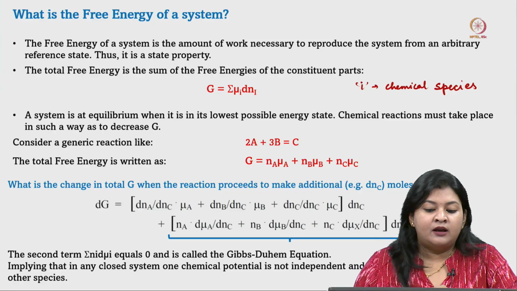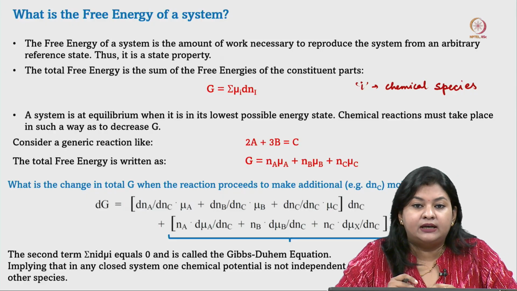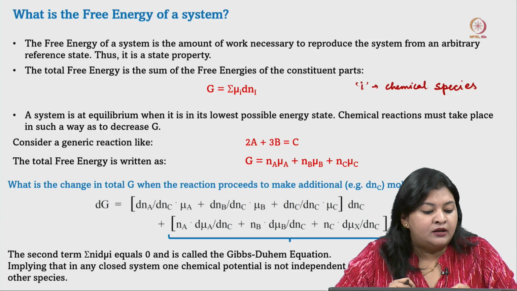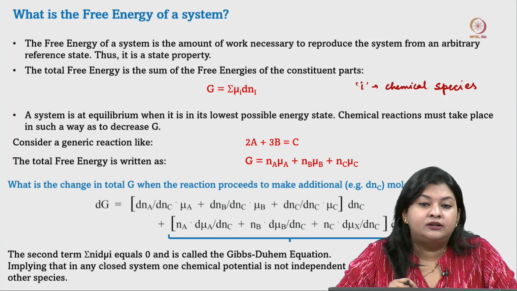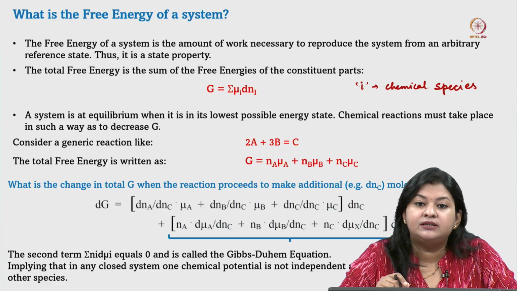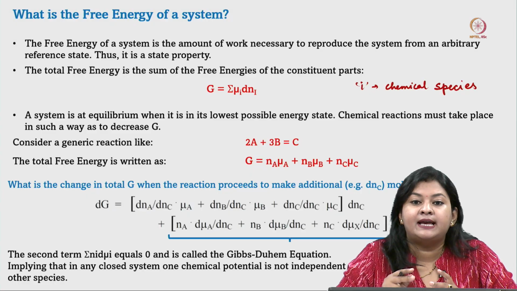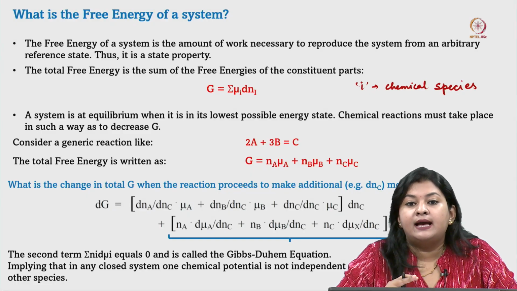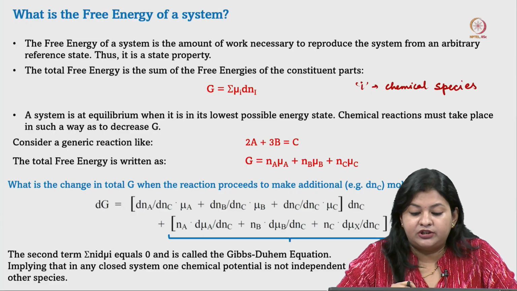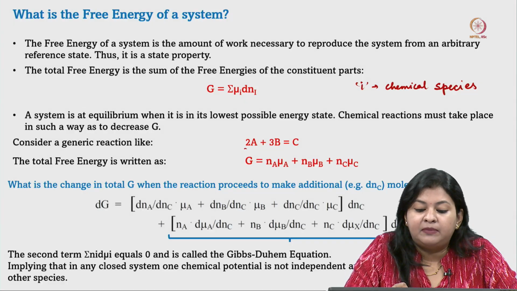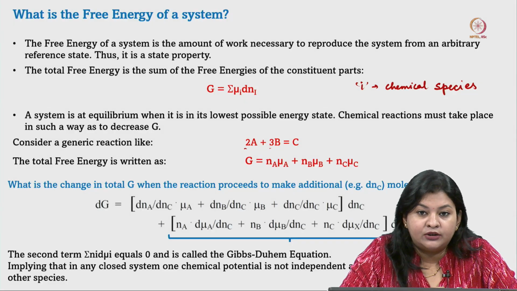Now, let us take an example of a reaction. Consider a reaction, A plus B is equal to C. A and B react to produce another compound called C. And there is a molar coefficient attached. So, 2 parts of A and 3 parts of B are required to form 1 part of C.